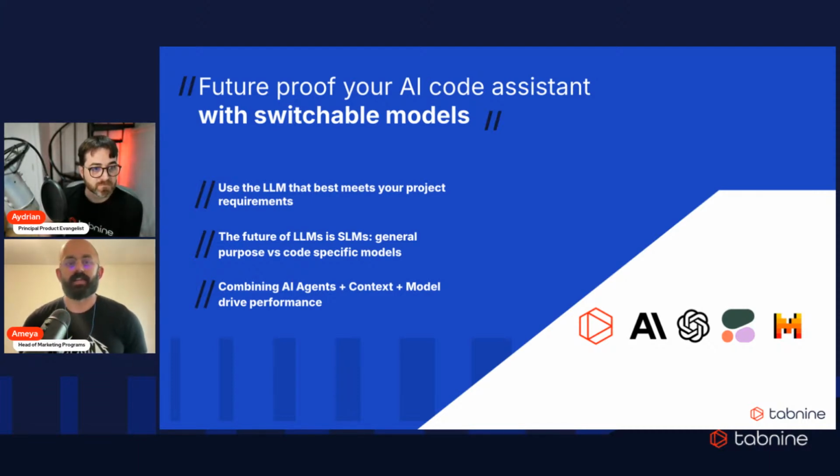And you're probably wondering, how do you determine which model is performant? What really unlocks the performance of any underlying model? Well, it's not the model size. It's not really the context window either. It's actually a combination of 3 things. It's AI agents in your workflow, plus the context that you add in, plus the underlying model. So I'll walk you through how we do that at Tabnine.